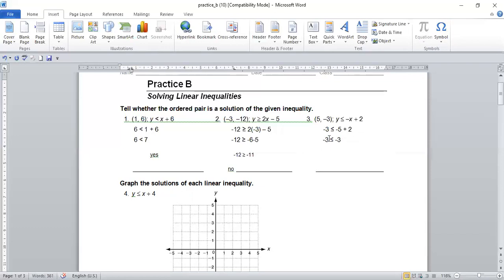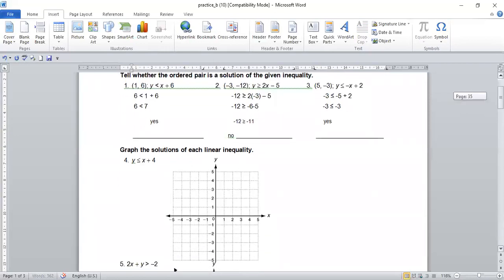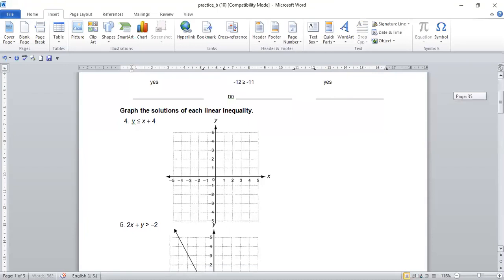Is the statement true now? Is negative 3 less or equal to negative 3? Yes, because it's equal. So you just have to say yes. Okay, so negative 3 is equal to negative 3. So we wrote the answer as yes, which means the ordered pair is a solution for the given inequality.